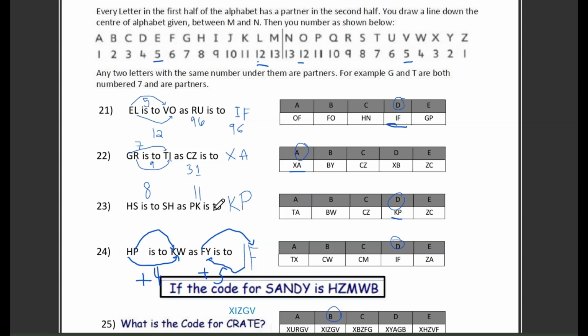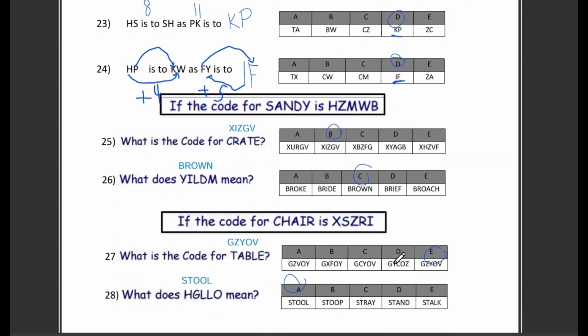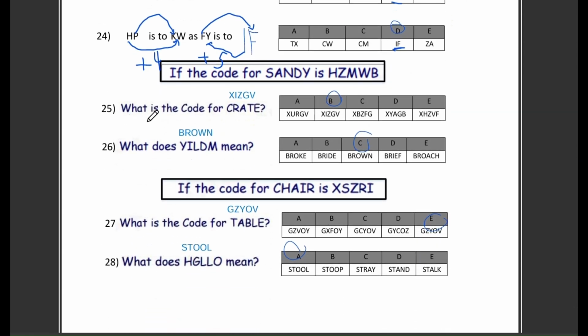Question 24. Okay, let's look at question 24. HP is to KW. FY is to what? Let's take a look at the answer choices, and we see the correct answer is D, IF. Using the same letter pairing system from before, we find that FY matches with IF following the same transformation. Any questions?